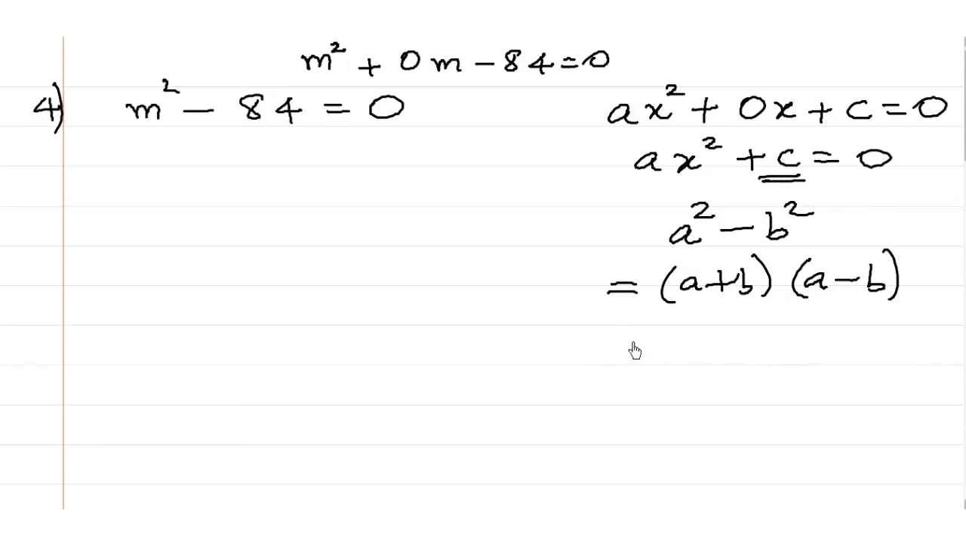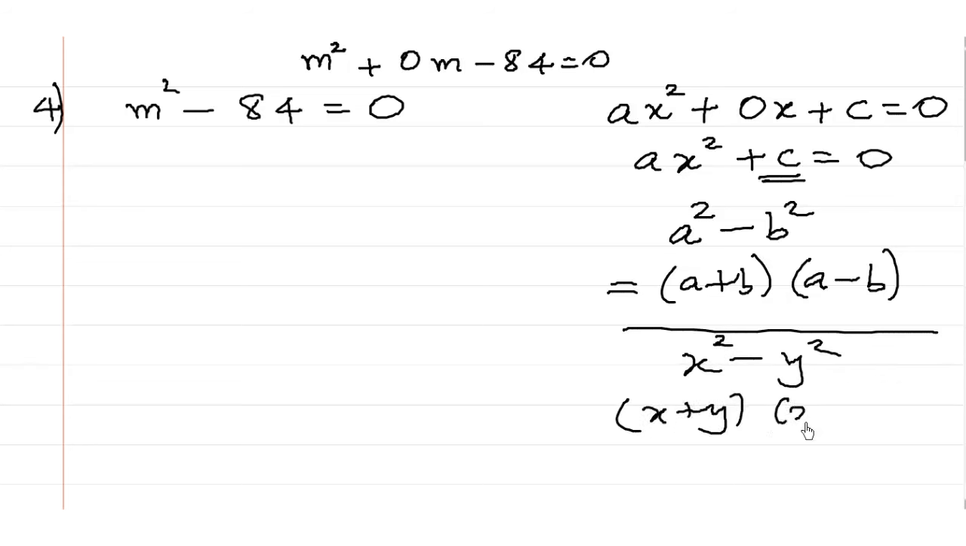So we are going to convert m square minus 84 as a square minus b square, or if you are not comfortable with a square and b square, x square minus y square, and that is x plus y, x minus y. So we are going to rewrite m square minus 84 as m square as it is minus, now 84 is not a perfect square, so we will write this as square root of 84 the whole square is equal to 0. So the square root of 84 the whole square is back to 84.